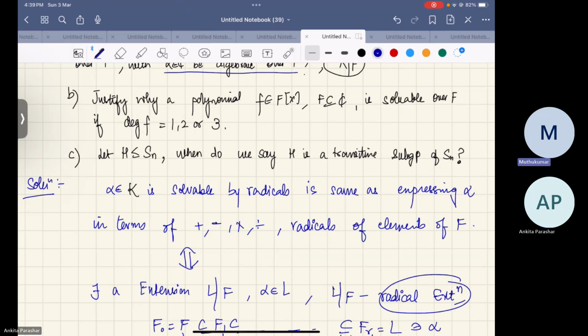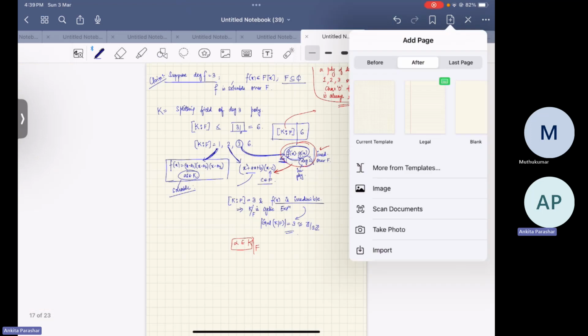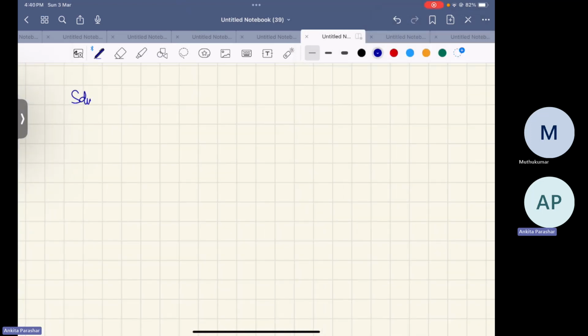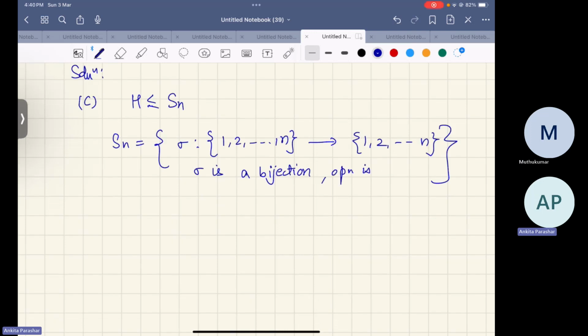The class they have given the definition, I think only like that. Transitive subgroup. Well, I think then you must be confusing the definition. Maybe I will recall, okay? So, solution, C part. Suppose H is a subgroup of Sn. First of all, what do we mean by Sn? Let's recall the group Sn. Group Sn is nothing but all sigma from the set of n symbols to n symbols, where sigma is a bijection, right? This is the definition, and of course the operation is composition.